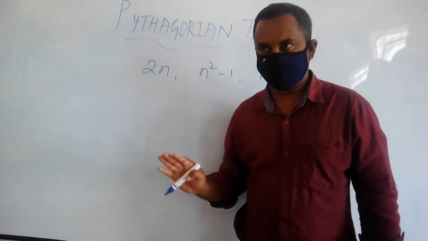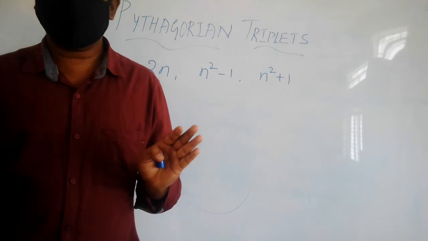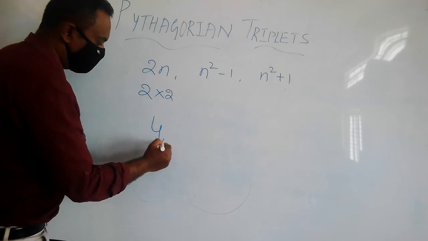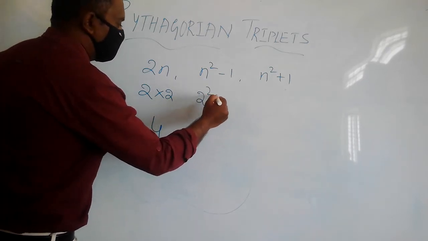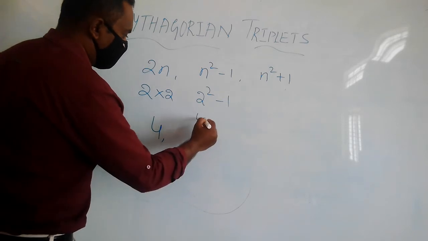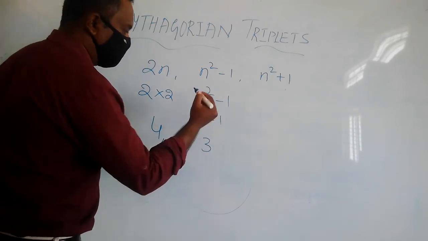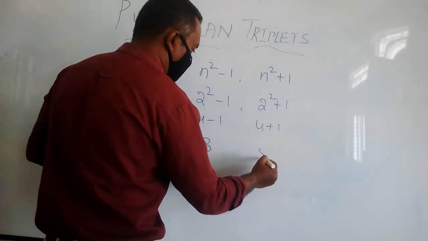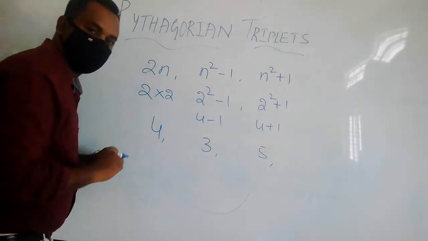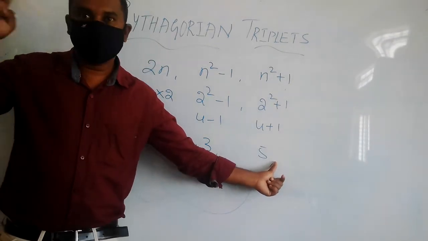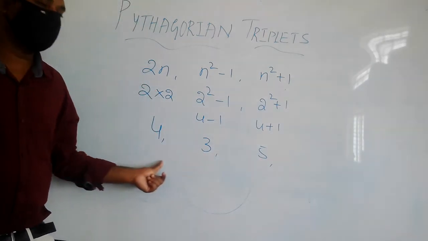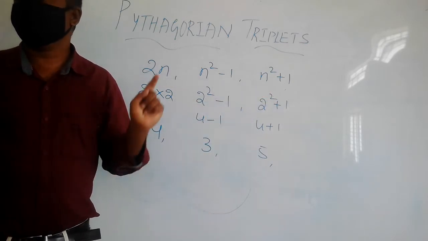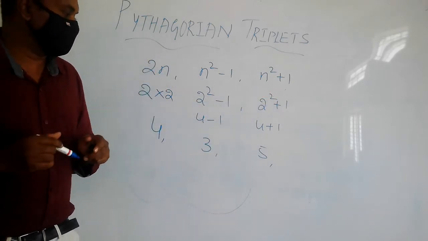Assume any one number n here. Now I will put n as 2 here. N as 2. 2 2s are 4. Clear? 2 square minus 1, 4 minus 1, 3. 2 square plus 1, 4 plus 1. Again we got the previous 3 numbers. Now you understood why sir took these 3 numbers as triplets. This is the formula for finding the Pythagorean triplet. Clear? Okay.